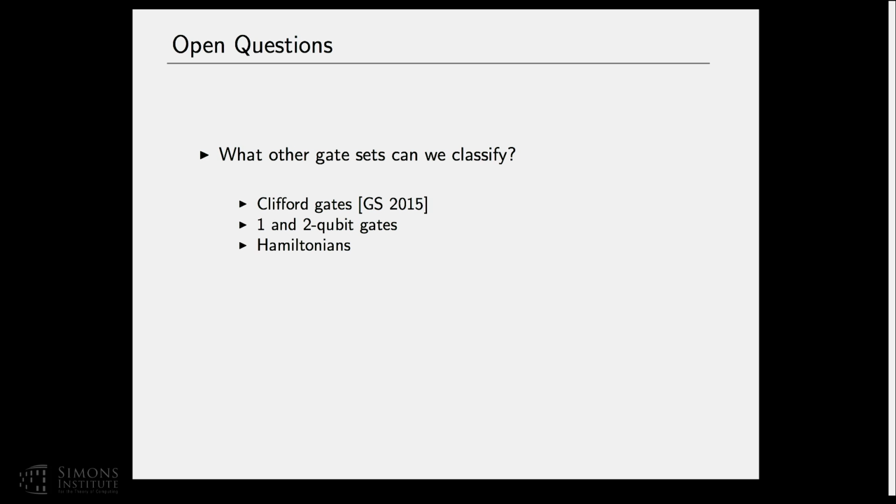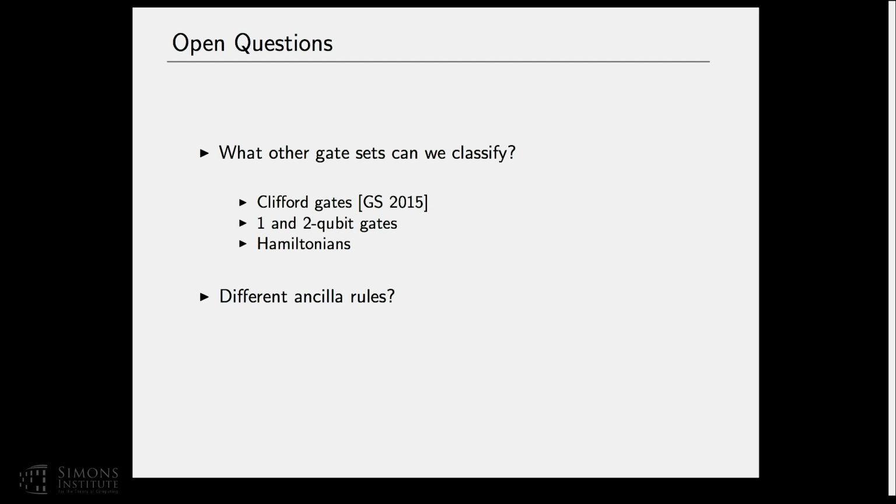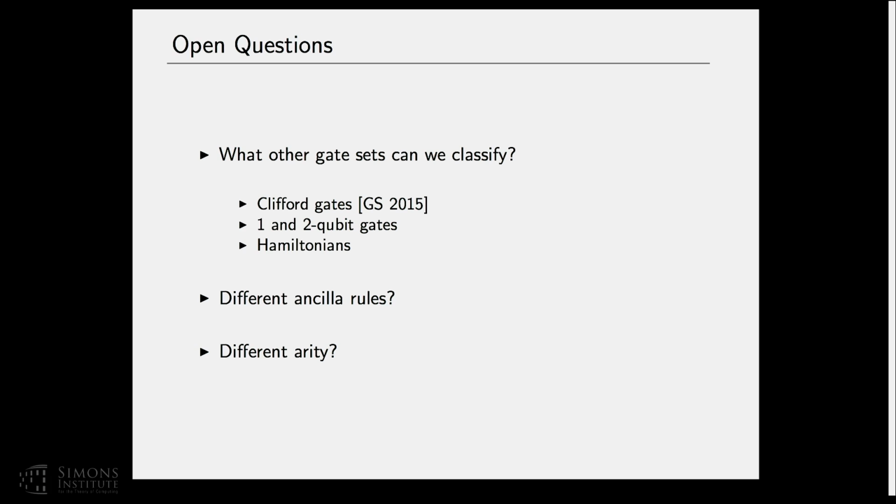Open questions, the obvious one being, can we finish this? Luke and I have almost basically done the Clifford gates. You can think about 1 and 2 qubit gates. You can think about Hamiltonians, which is sometimes nice because you get a continuum of gates to start off with. You can think about different ancilla rules. Perhaps most apt for this talk, you can think about different arity. So instead of doing the classification over bits like we did, you can think of trits and so forth, which we know is going to be much more complicated. And that's it. Thanks.